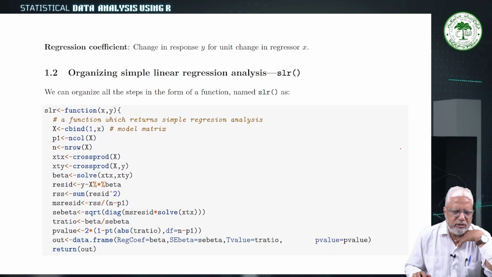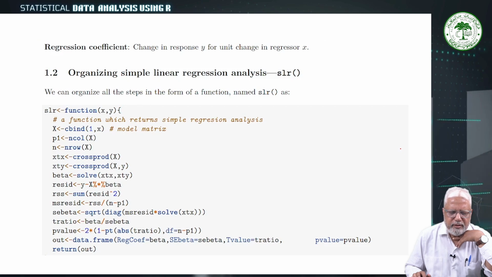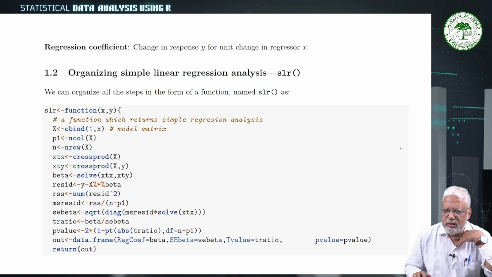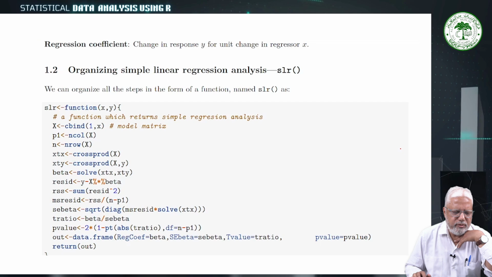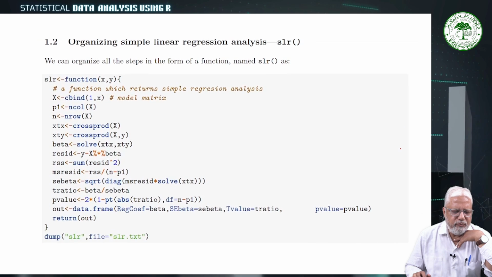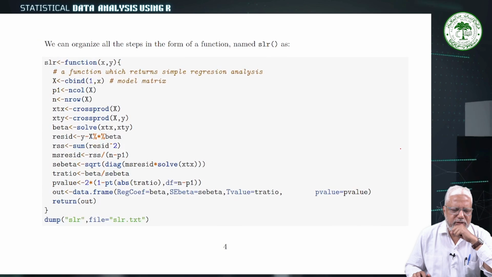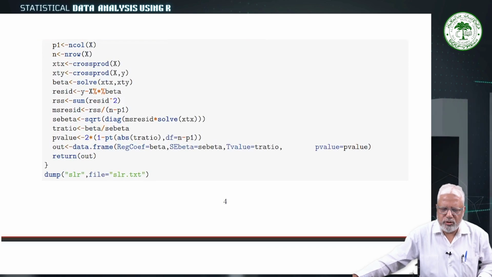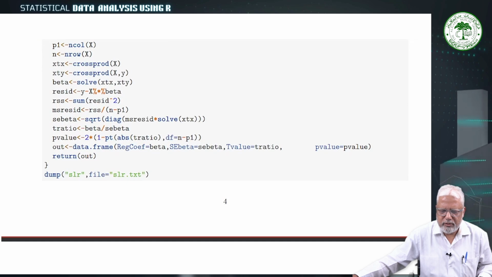The p value is this. And our data frame, regression coefficient reg coef, is equal to beta, SE beta is equal to SE beta, T value is equal to T ratio, p value is equal to p value, out, return out. We can dump this function as a file named slr.txt. Now we can go into the source code, and I will try to explain these things.